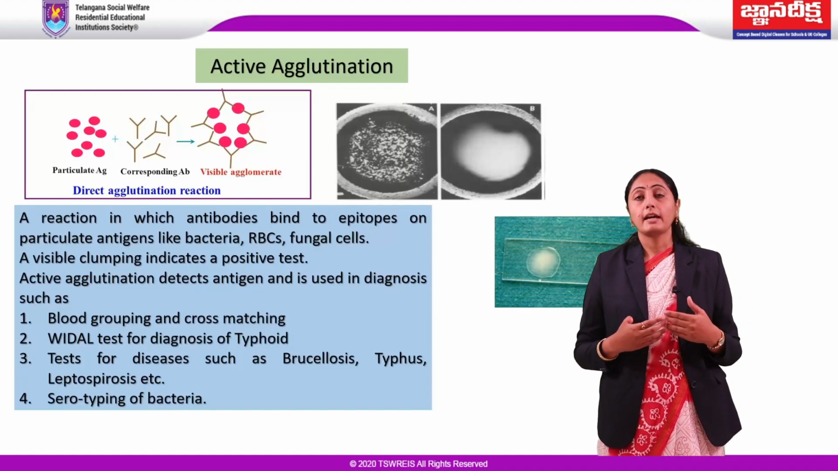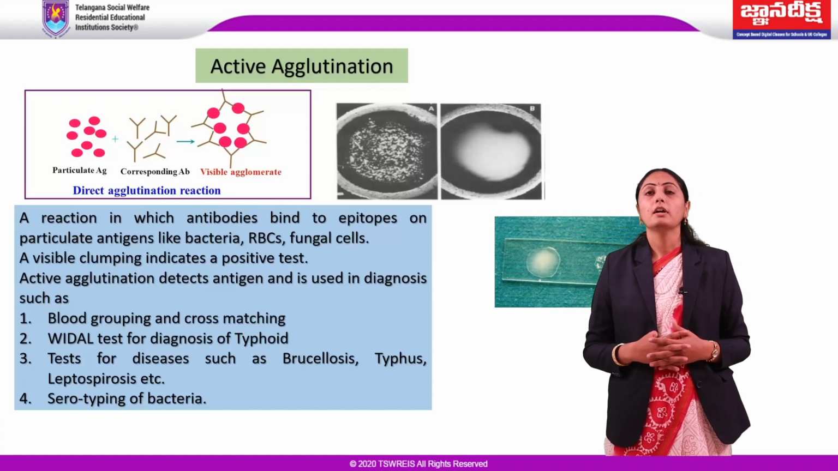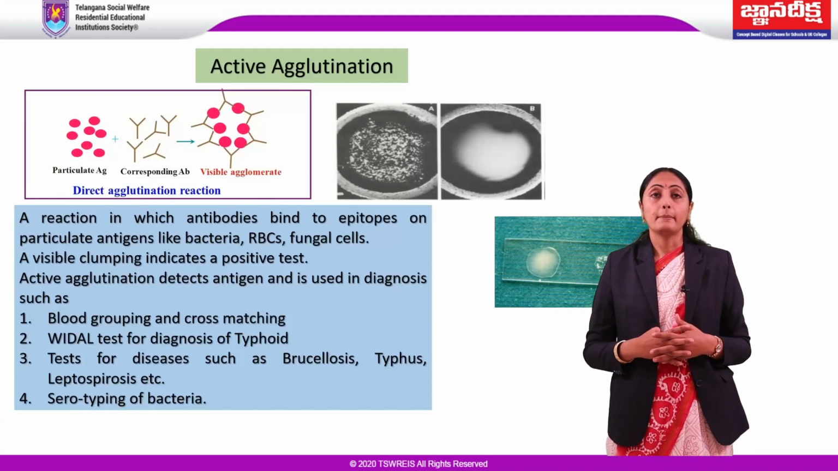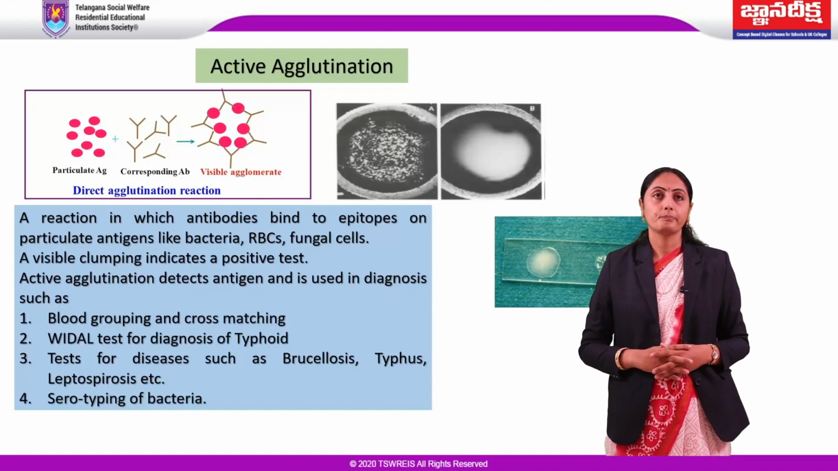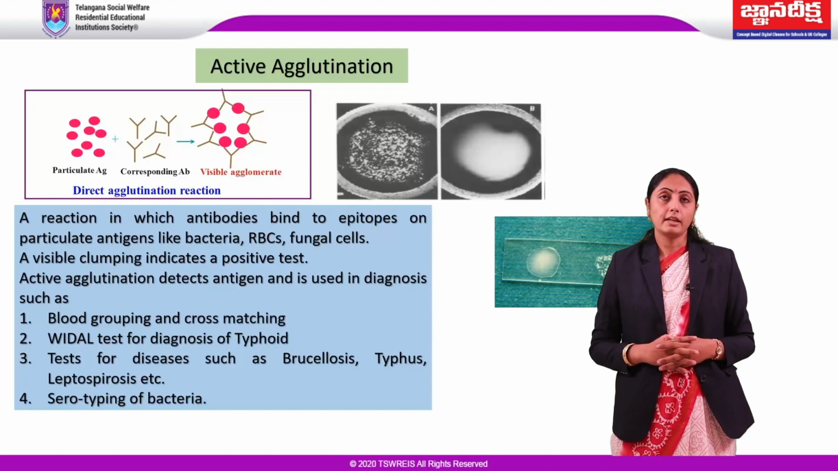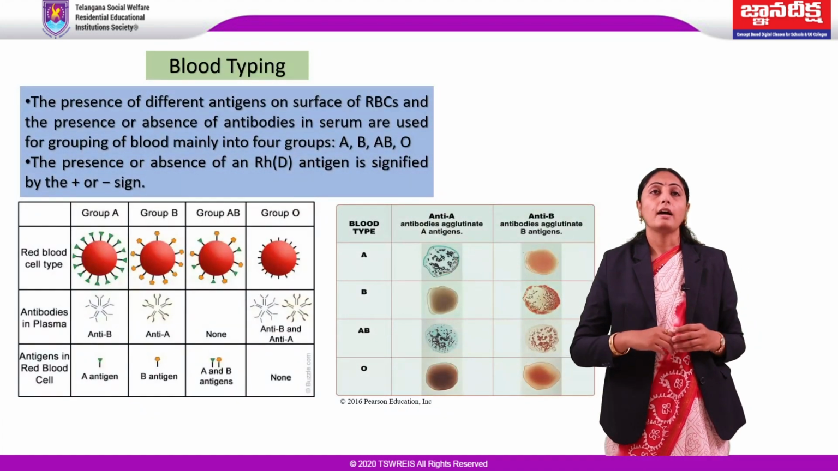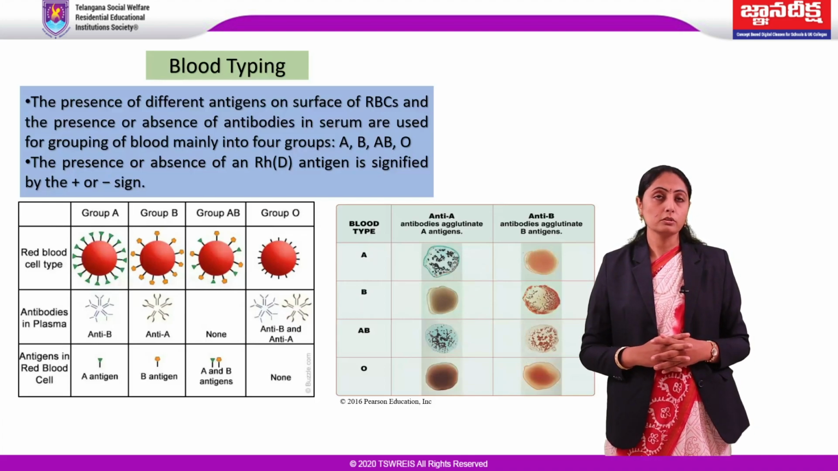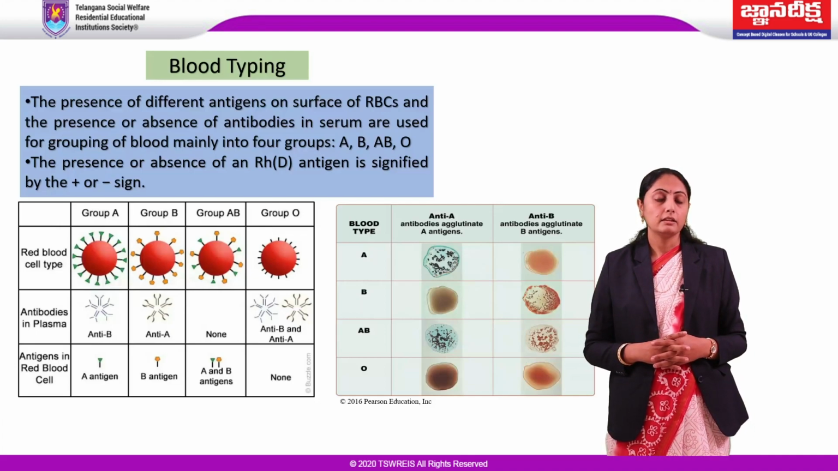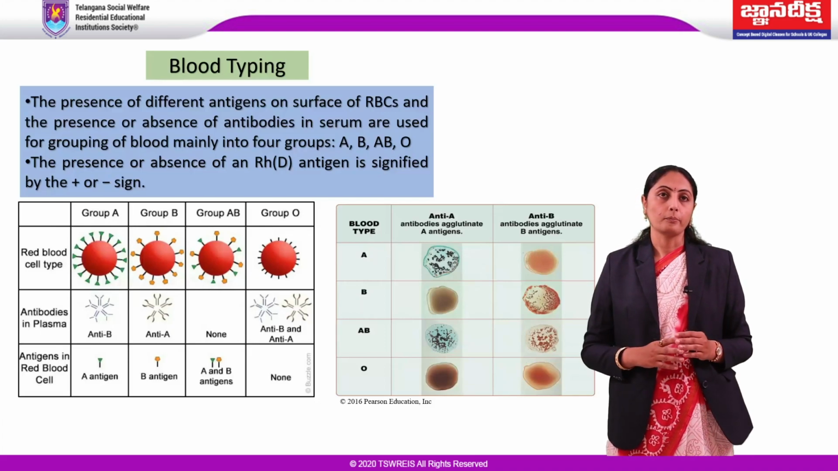Since antibodies can agglutinate bacteria, agglutination reactions are used for serotyping of bacteria based on various epitopes present on bacterial pathogens. Active agglutination reactions are used in blood typing. The presence of different antigens on the surface of RBCs and the presence or absence of antibodies in serum are used for the grouping of blood mainly into four groups: A, B, AB and O.